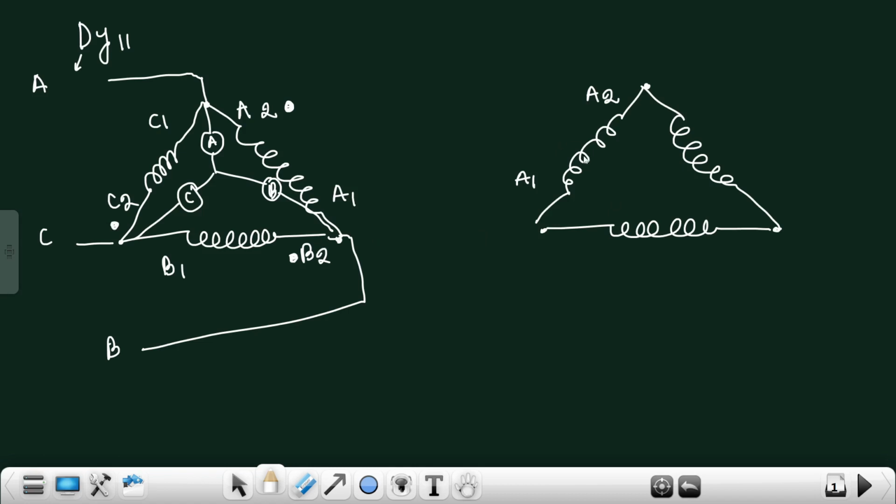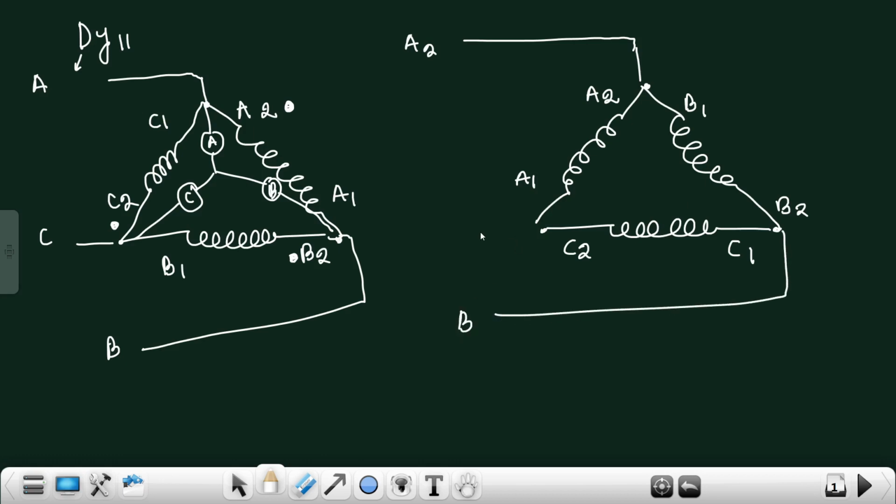Similarly, we can draw delta another way. If I take A2 here and A1 here, B2 here and B1 here, and C2 here and C1 here, and if I take the terminals from A2, B2, and C2, this is called A phase, this is B phase, and this is C phase. Here it is also clear that the phase sequence is still the same, A, B and C. So there are two ways to draw delta, and from this it is clear that we can draw the Dy11 connection in two ways.